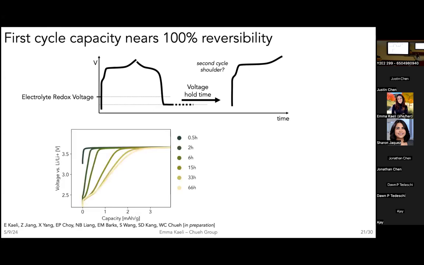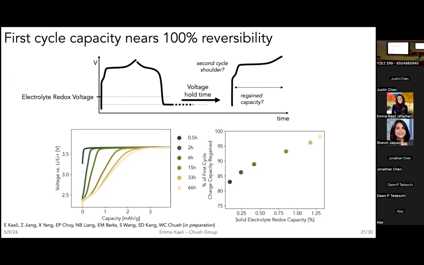And so what I'm showing here, zoomed way into the shoulder region, as I increase the length of the voltage hold from a half hour all the way to 66 hours, a long time, I can indeed recover that same signature that tends to be indicative of solid electrolyte oxidation now on the second cycle, where we weren't getting that previously. Okay, great, looks like we are able to get something that's similar to the solid electrolyte oxidation, but can we get the other signature, which is regained capacity? If we are indeed reversing solid electrolyte redox, we should get a correlation between the two. That's what I'm showing here.